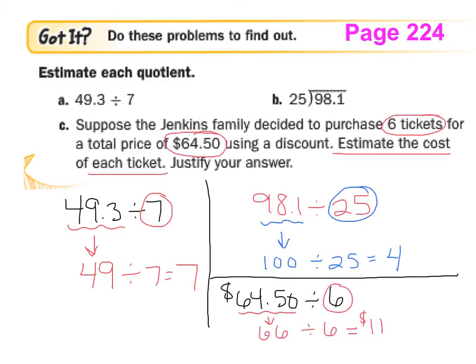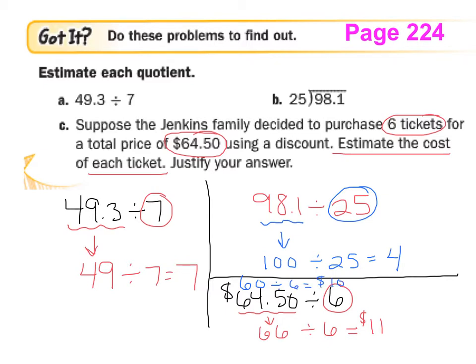Okay, let's go over your answers. For B, I rounded off 98.1 to 100, so I can divide by 25 easily and get 4 for my answer. On C, we needed to highlight the 6 tickets and the $64.50 and estimate the cost of each ticket. So $64.50 divided by 6. So I'm going to round to $66 and divide by 6 to get 11. Now, rounding it to $60 also would have worked. And then we would have said our ticket is $10.